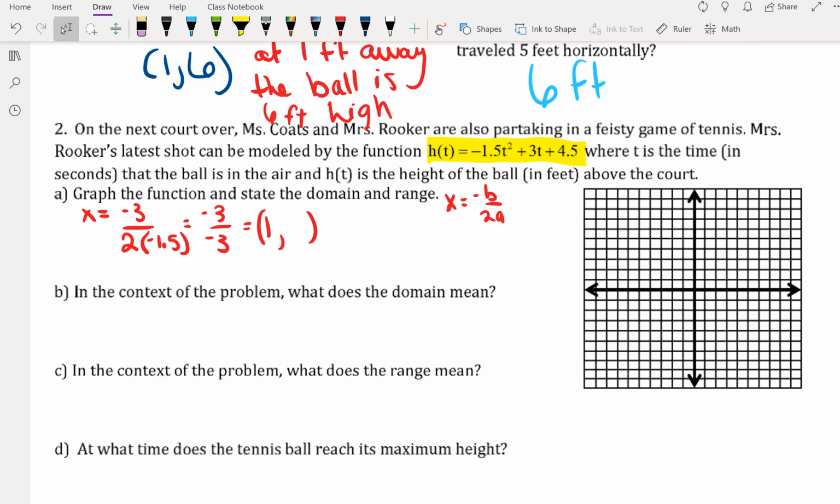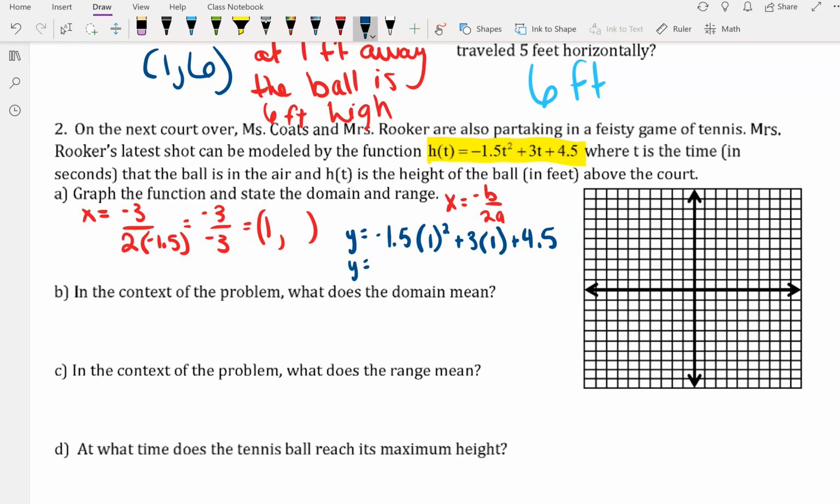Remember, once you have the x coordinate, you have to plug back in to find the y. So y will equal negative 1.5 times, we're plugging 1 in every time we see a t, so 1 squared plus 3 times 1 plus 4.5.